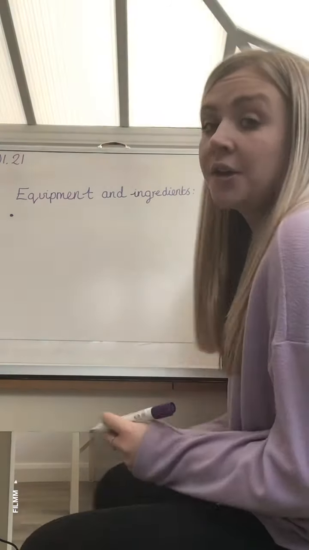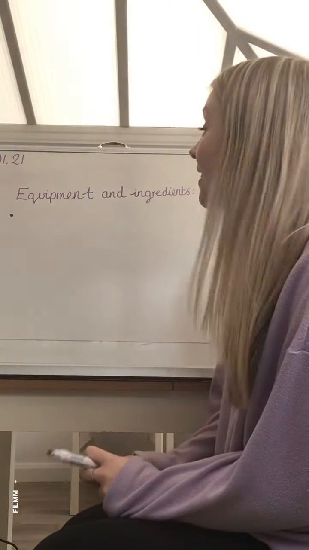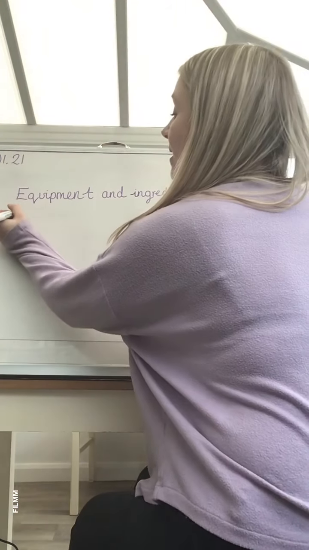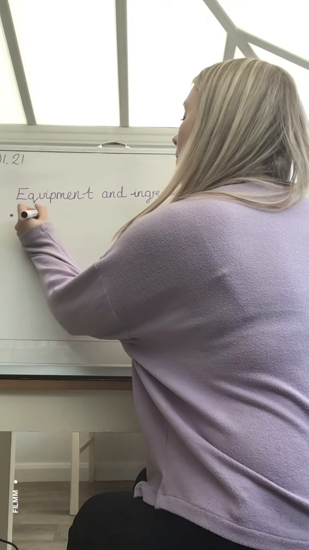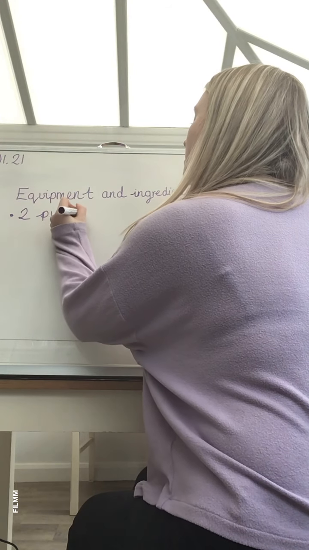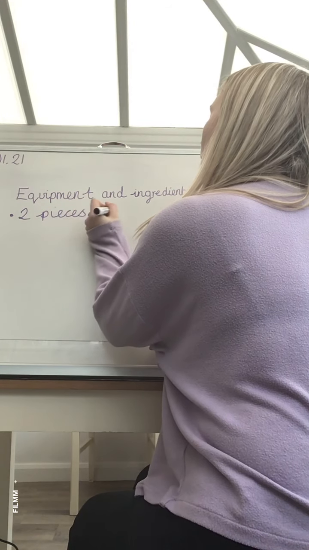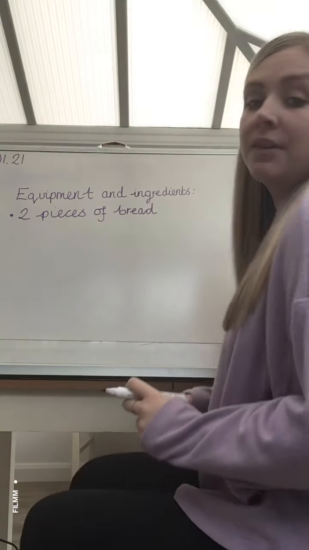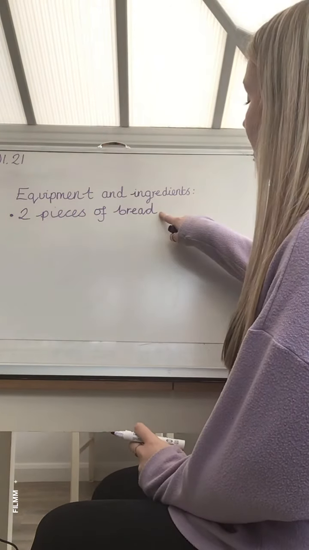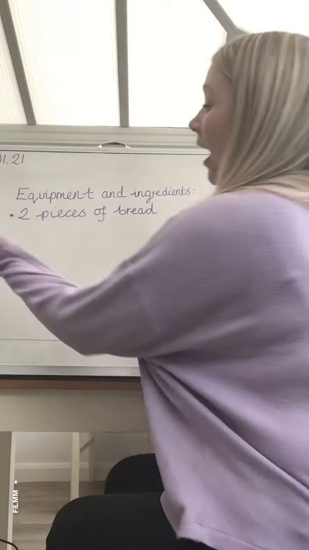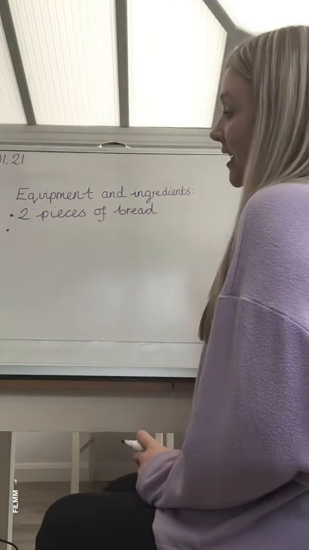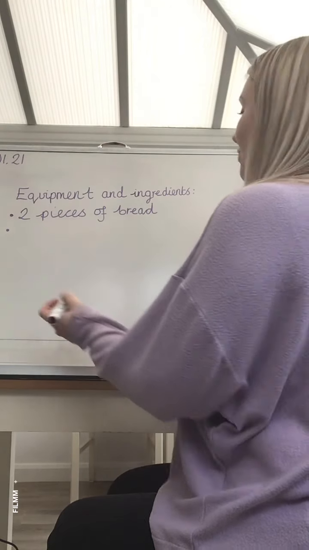You've watched the video, so you should be able to identify the different ingredients and equipment that we need. The first thing that I need is 2 pieces of bread. Because I'm writing a list and I'm not writing in full sentences, I don't need to continue writing until the end of the line. I can start with my second bullet point underneath to write the next thing I need on my list.